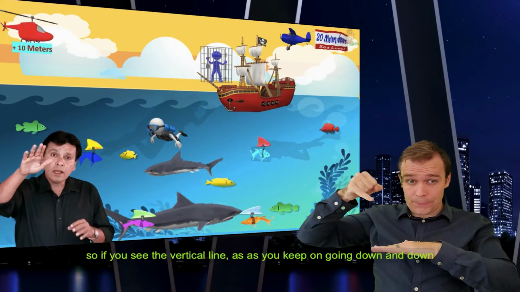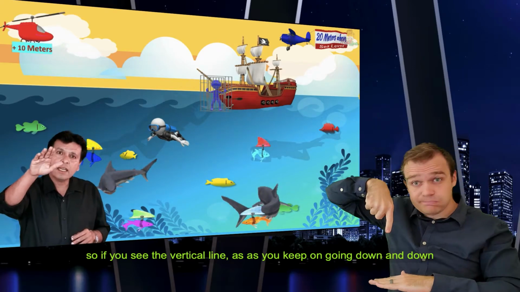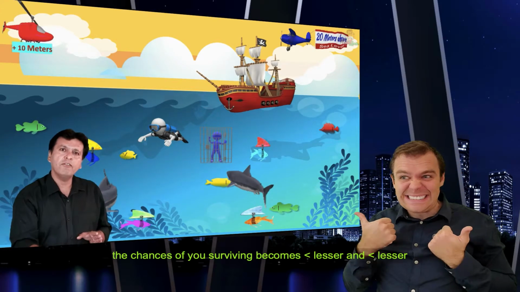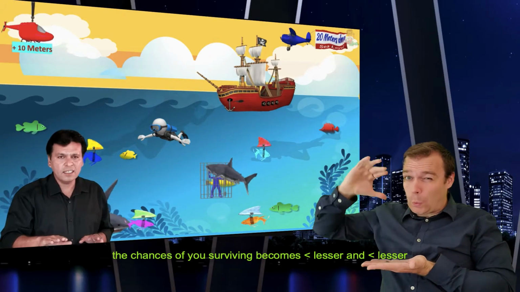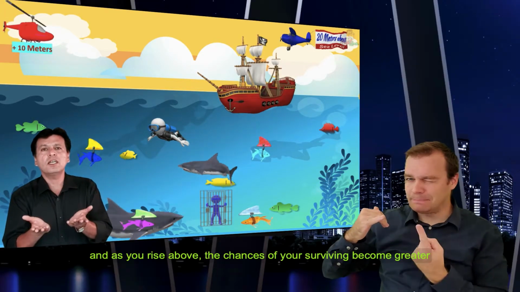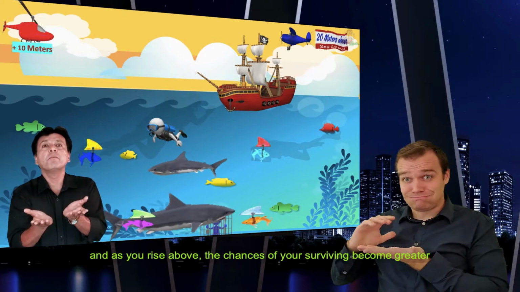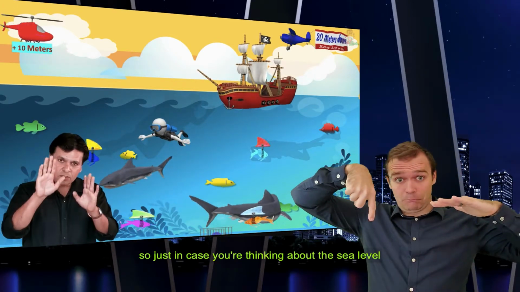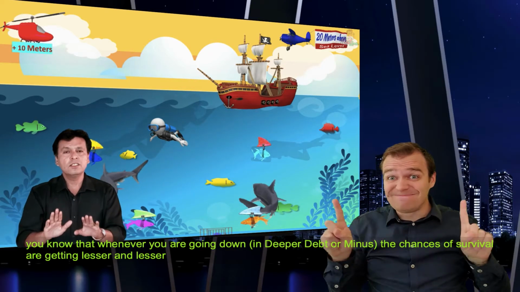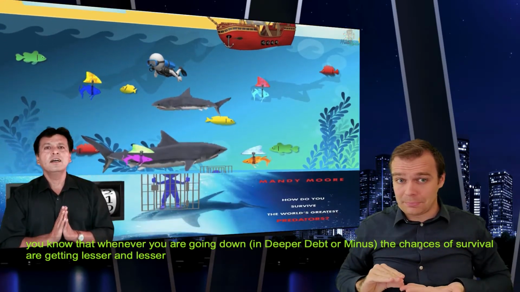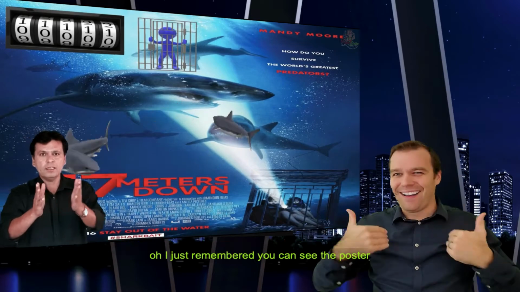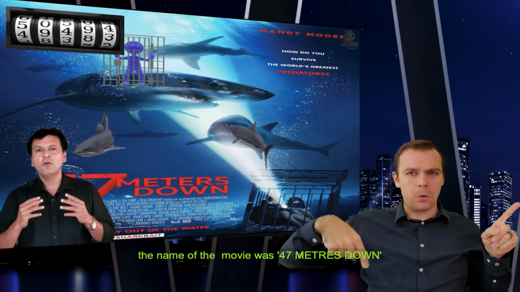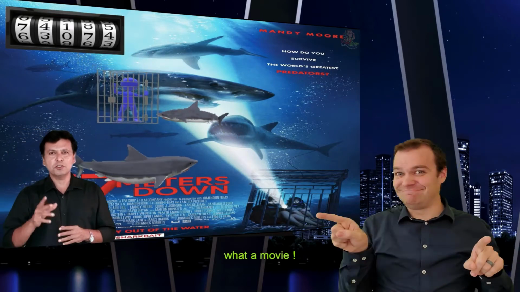So, if you see the vertical thing, as you keep on going down and down, the chances of you surviving becomes lesser and lesser. And as you rise above, the chances of your surviving become greater. So just in case you're thinking about the sea level and all that, whenever you're going down, the chances of survival are getting lesser and lesser. Oh, I just remembered, you can see the poster. The name of the movie was 47 Meters Down. What a movie. After Jaws, the movie I liked was this one.